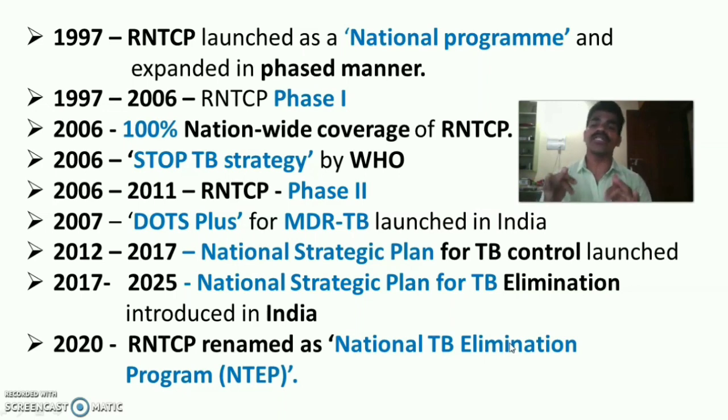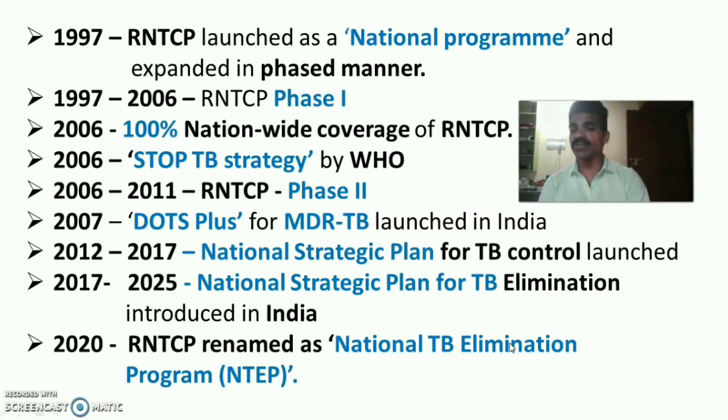The first phase of RNTCP was 1997 to 2006. The nationwide coverage of RNTCP reached 100 percent in 2006. So RNTCP covered almost all the districts of the country, with 100% coverage in 2006. In the same year, 2006, WHO declared the Stop TB Strategy.